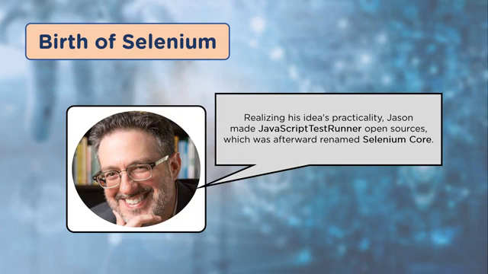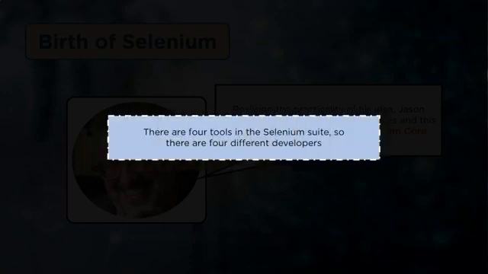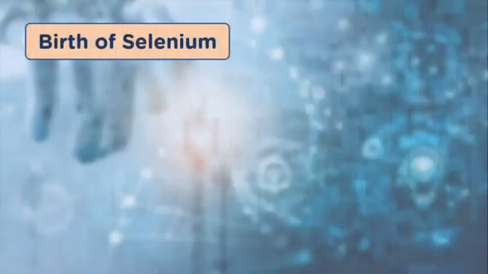After he realized that his idea of automating the web applications has a lot of potential, he made the JavaScript Test Runner open source, and it was later renamed as Selenium Core. So we know that Jason was the person who initially created Selenium. But then we must also know that Selenium is a collection of different tools, and since there are different tools, there will be several developers too. To be exact about the number of different tools, there are 4 different tools that have their own creators. Let's have a look at all of them.